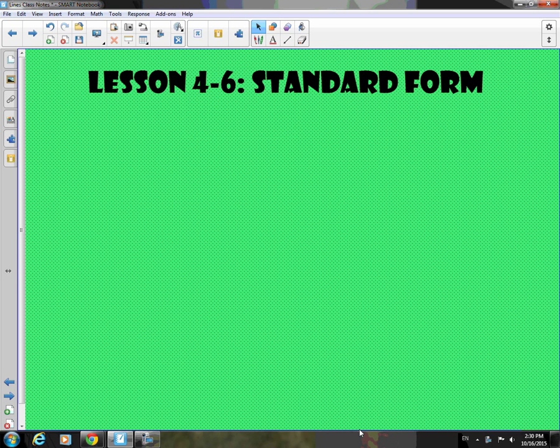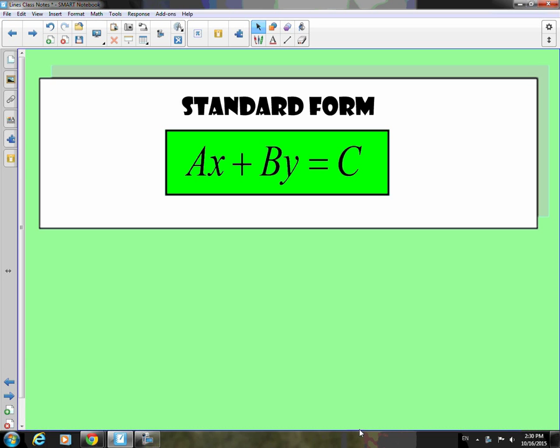Lesson 4.6 is on standard form. So standard form is ax plus by equals c. And the most important thing to know about this form is that all of these values, both a and b, must be integers. So we're going to spend a lot of time clearing fractions, etc., because everything must be integers.